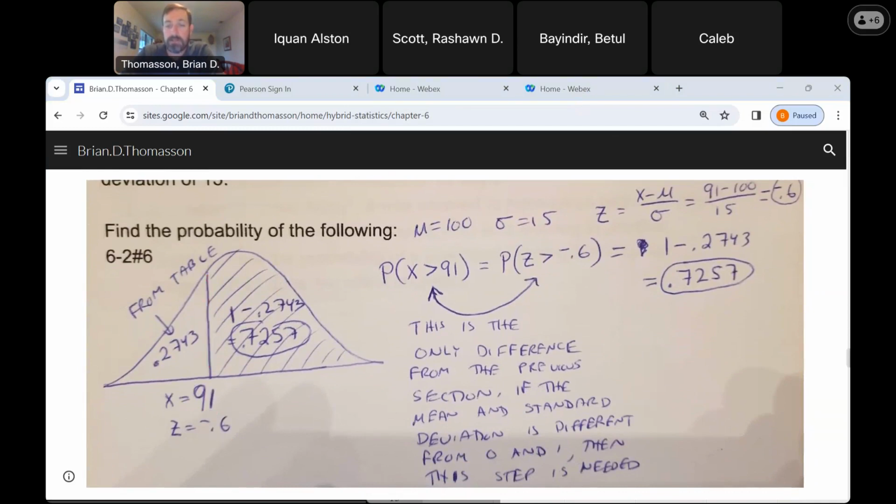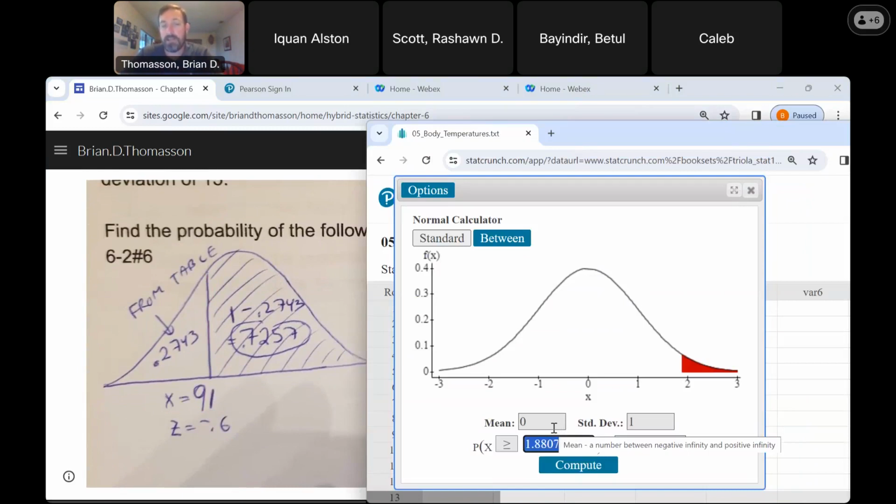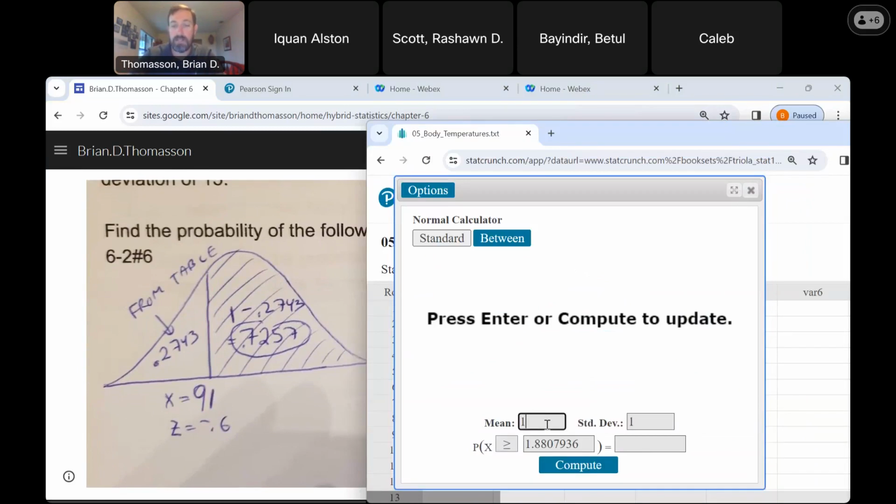Now, if we do this on StatCrunch, StatCrunch can handle any mean, any standard deviation that you give it. So in this case, our mean was 100, standard deviation of 15. We put in the mean of 100, standard deviation of 15, and we're trying to find the probability of above 91. So we just give the same values that they gave us.